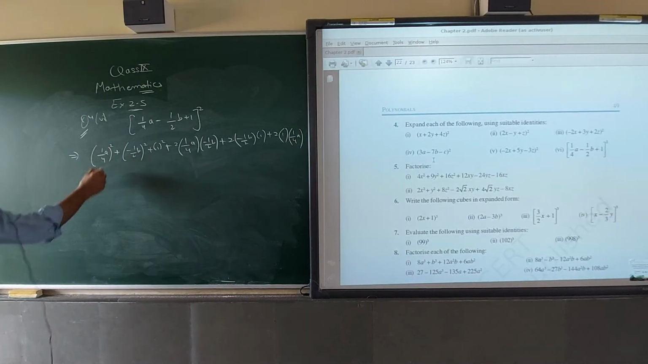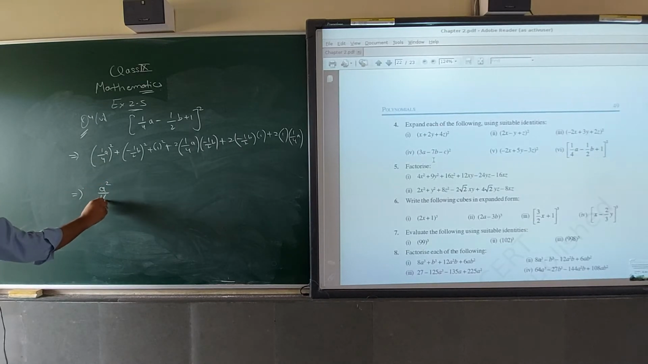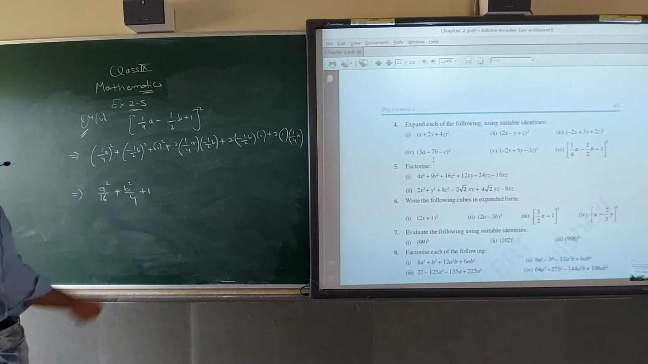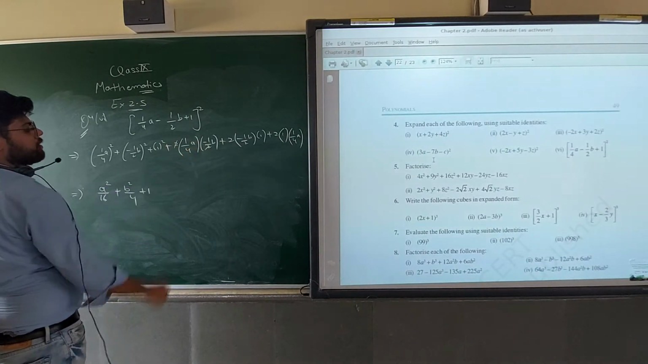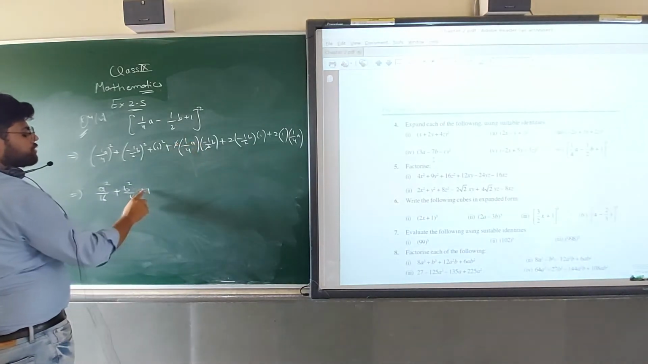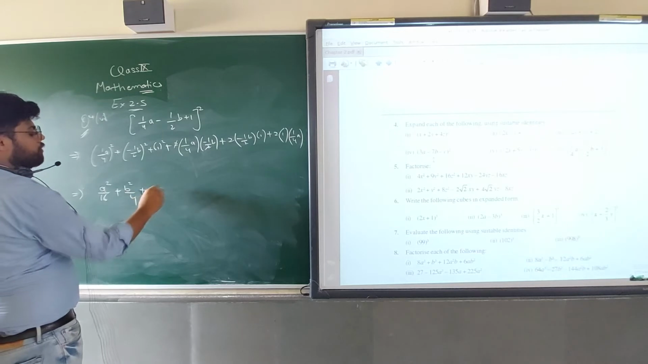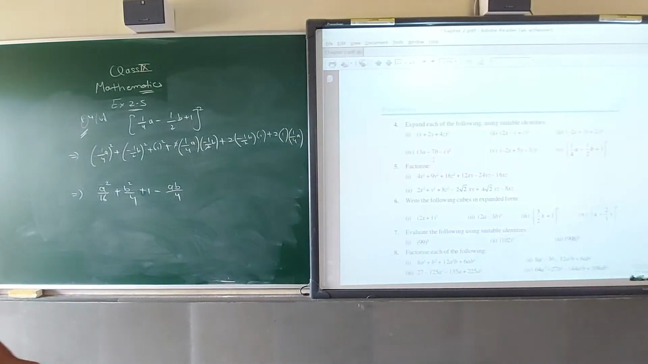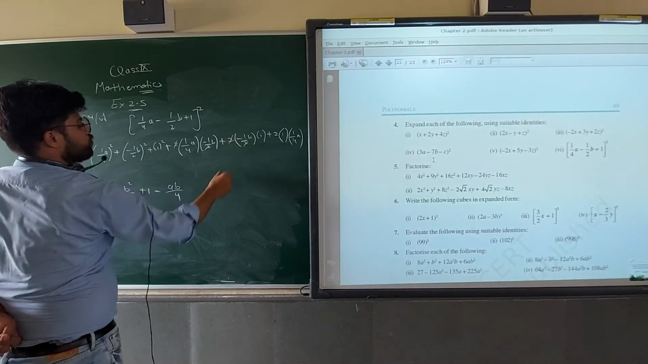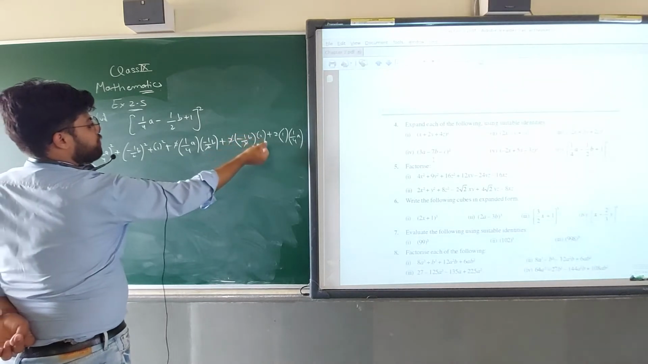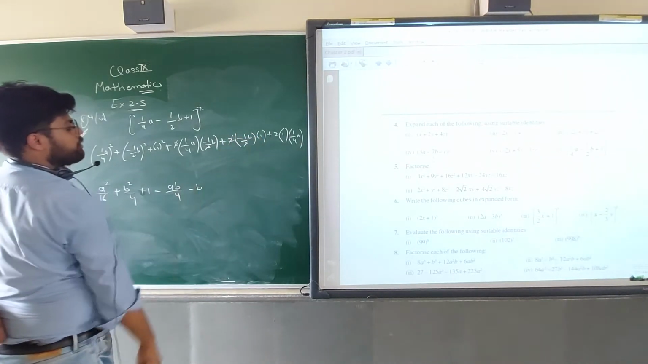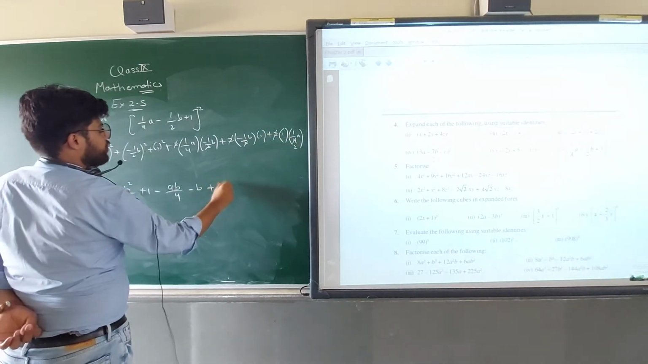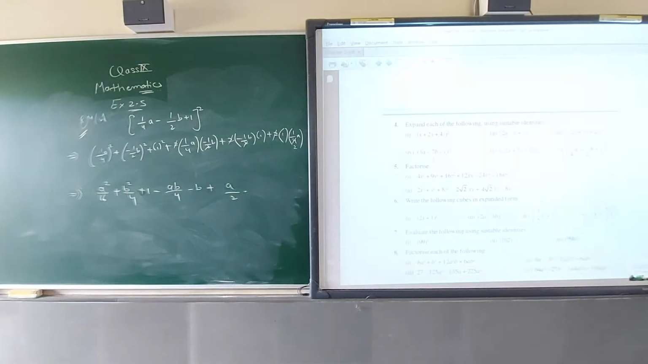Now the square of a is what? A square upon 4 square is 16, plus b square upon 4, plus 1. Now this 2 and this 2 we can cancel, and plus minus will be minus, minus ab divided by 4. Here also we can cancel 2 and 2. So finally we are left with only 1 into b into 1, then minus b. And this 2 and 4 will be cancelled, 2 plus a upon 2. This will be the answer.